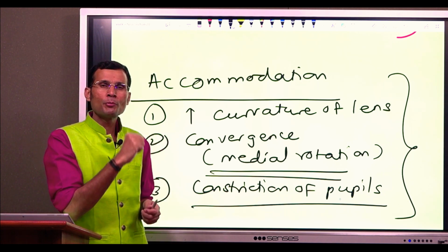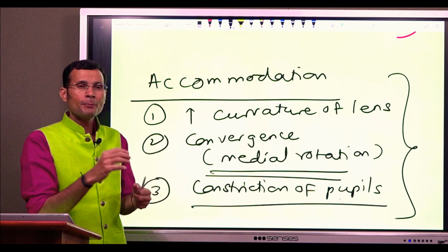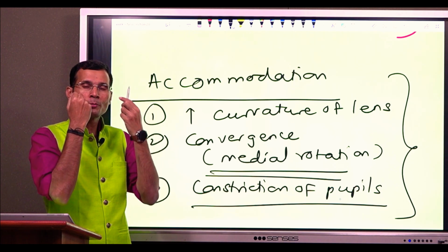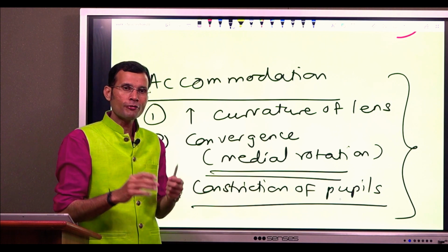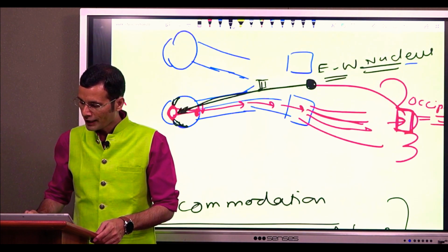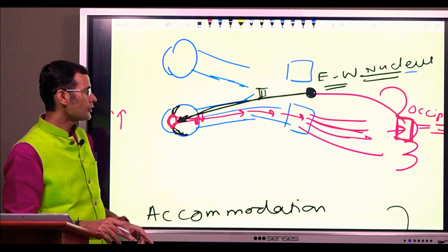Why constriction of the pupils? Because only the central rays coming from the object should go through both the pupils. Peripheral rays should be cut off, and therefore pupils constrict, they become narrow. Now, that's accommodation reaction, and this is the pathway for accommodation reaction.